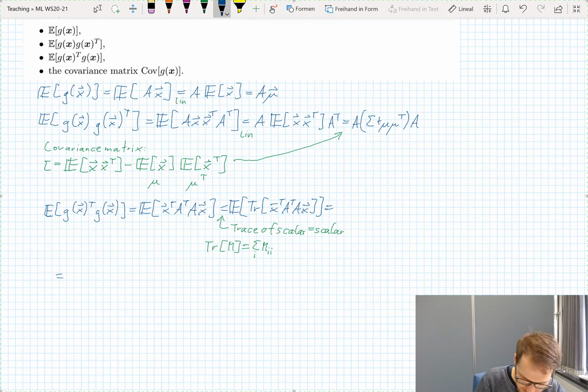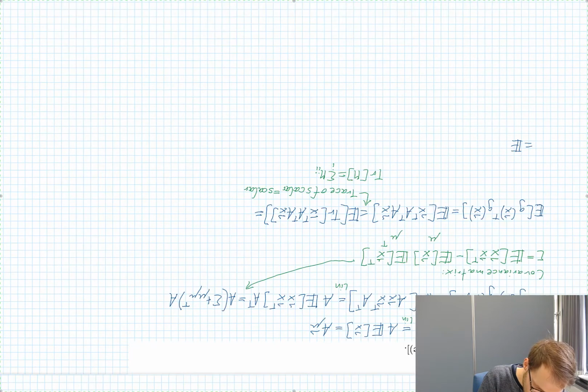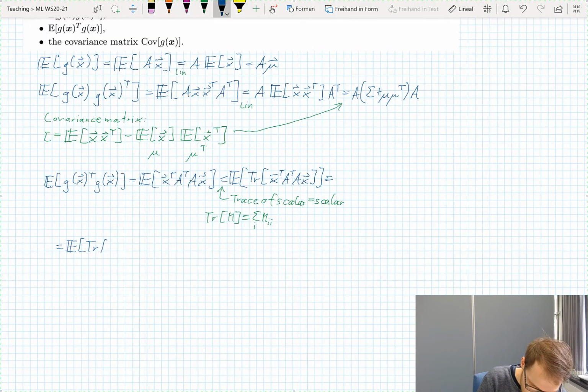So that's equal to the expectation of the trace of, so we cycle this, which gives us A X X transposed A transposed. Nice. Now the A is on the outside.